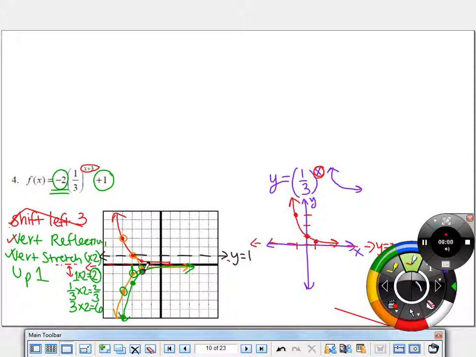So this point right here was at negative 2/3, and now it's going to be a positive 1/3. This point right here was at negative 2, and now it's going to be at negative 1. And this point right here was at negative 6, and now it's going to be at negative 5. So our final graph should be this black line cutting through here. I'm going to make that darker now so that you guys can see it. All right. So there's the final version of our graph that we're looking at.